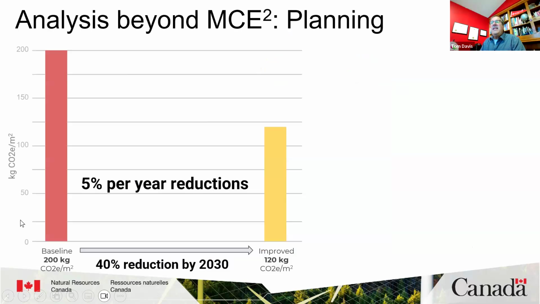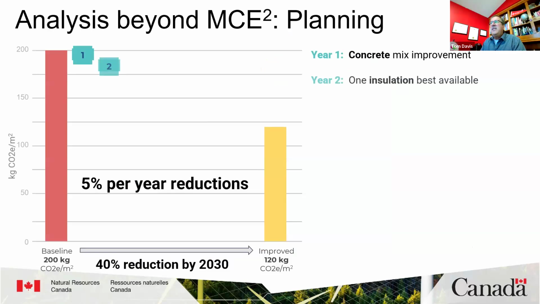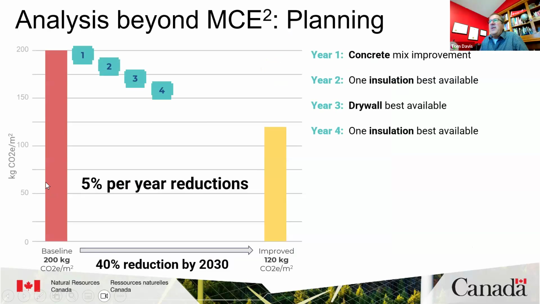So how do we implement this in stages? Year 1, take a look at your concrete mixes, make improvements there. Year 2, take a look at your insulations. Try to pick one that's your standard insulation, your go-to insulation that is low carbon. Same thing for your drywall. Year 3, or you could do them all in year 1, right? And be ahead of the rest of the plant.